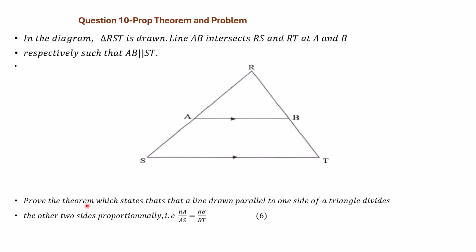Now they say prove the theorem which states that a line drawn parallel to one side of a triangle divides the other two sides proportionally. An example, RA over AS must equal RB over BT, for 6 marks. Sometimes we vary this mark allocation from 4 up to 6 marks, not always 6 marks. This one they've decided to give you 6 marks. So let's look at the problem.